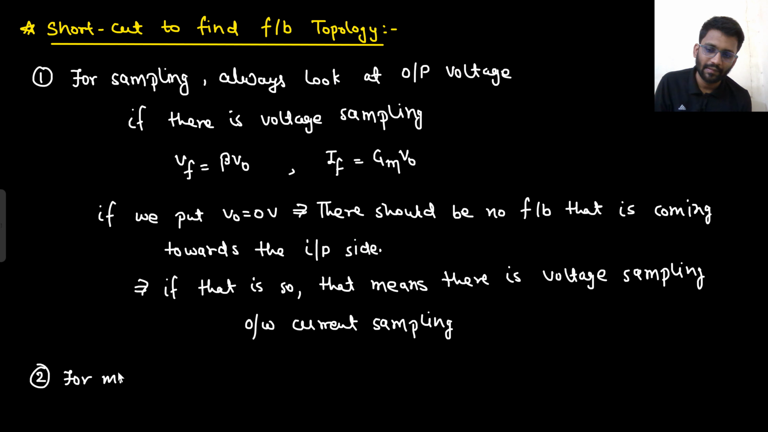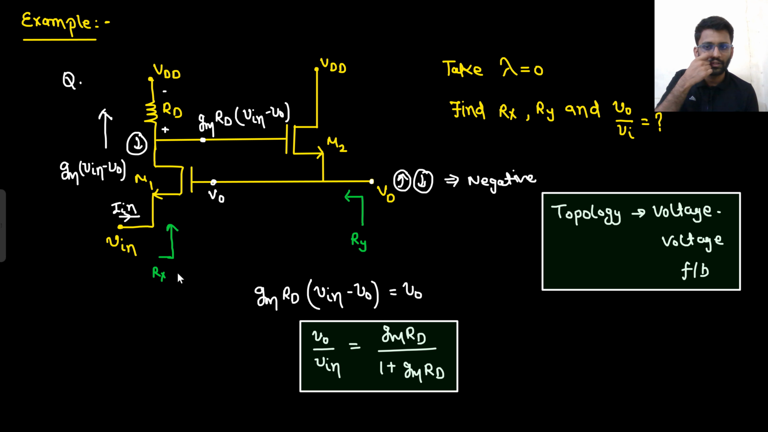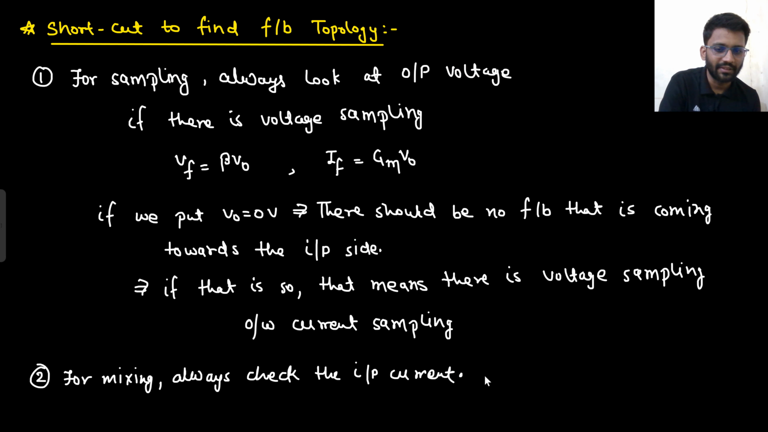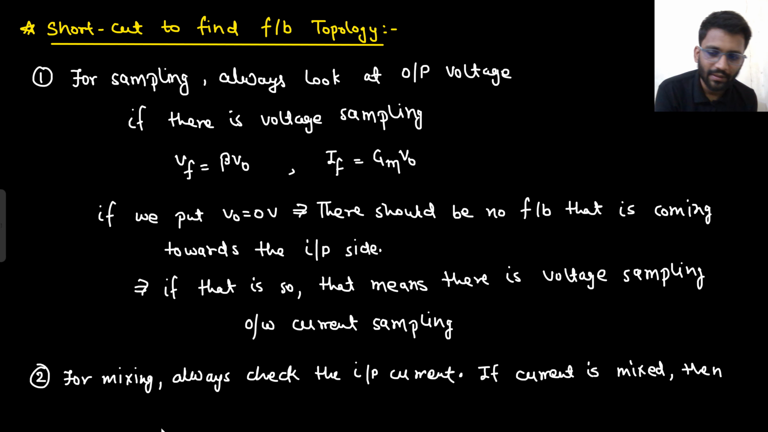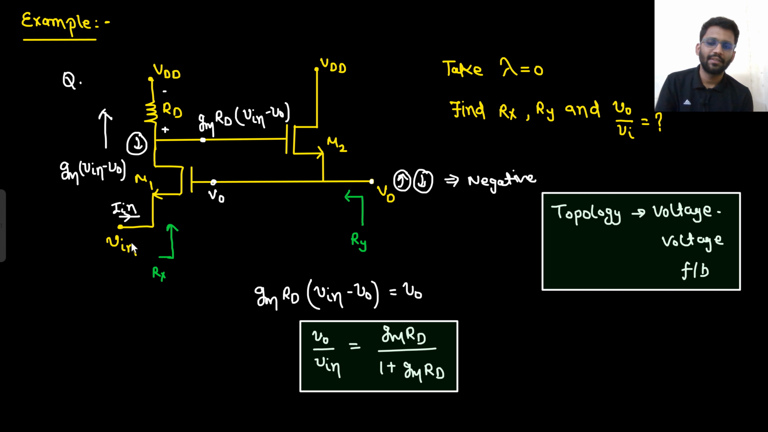For mixing, always check the input current. Always check the input current. For mixing, you always need to check the input current. If current is being mixed, then there is current mixing. Otherwise, voltage mixing. So tell me, is there current being mixed?